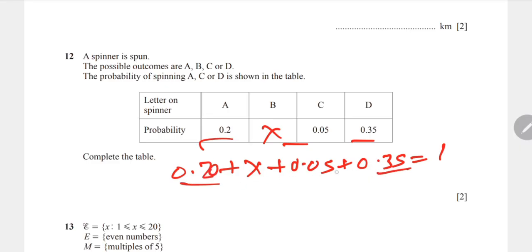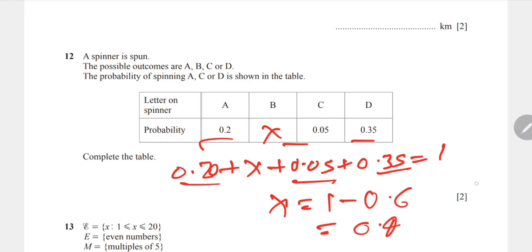Make it like a decimal. It's around 0.6, so add 0.05 and then add this 0.6. So x is 1 minus 0.6, which is equal to 0.4. So the value of x is 0.4. You can write 0.4. Next question.